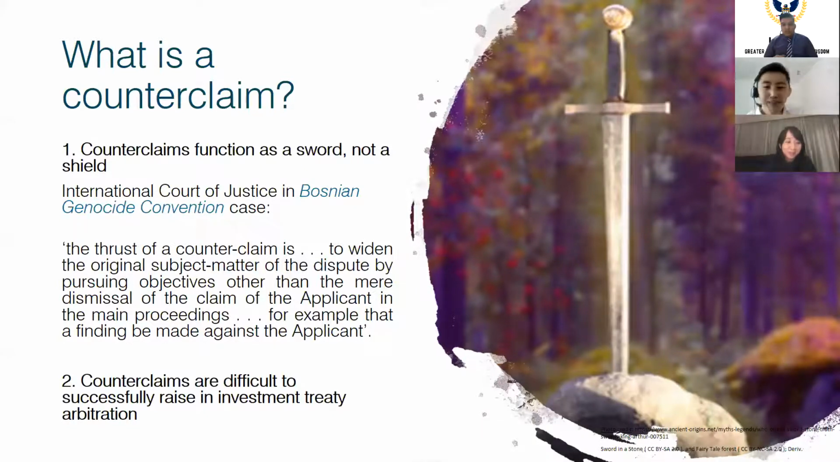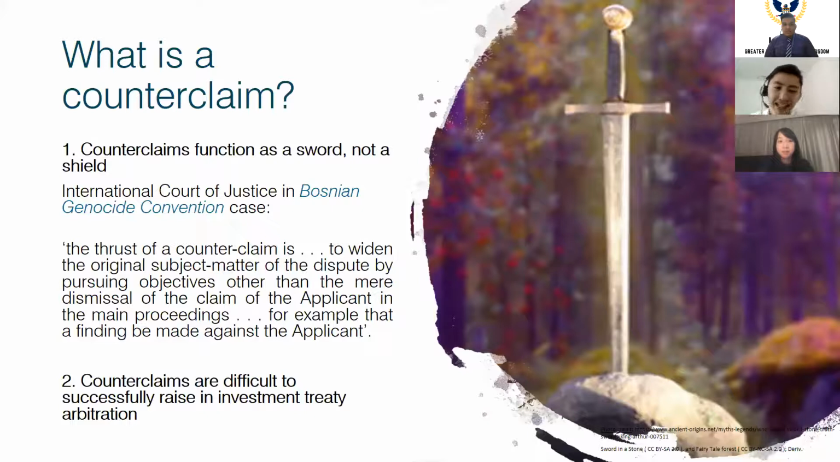There are a few similarities between this story and the state of counterclaims in investment treaty arbitration. The first thing we note is that counterclaims function like a sword instead of a shield. As the International Court of Justice has observed in the Bosnian Genocide Convention case, the thrust of a counterclaim is to widen the original subject matter of the dispute by pursuing objectives other than the mere dismissal of the applicant's claim, for example, that a finding be made against the applicant. In other words, a counterclaim seeks affirmative relief against the claimant rather than just dismissing the claimant's claim. In that way, it's more offensive, and functions more as a sword.